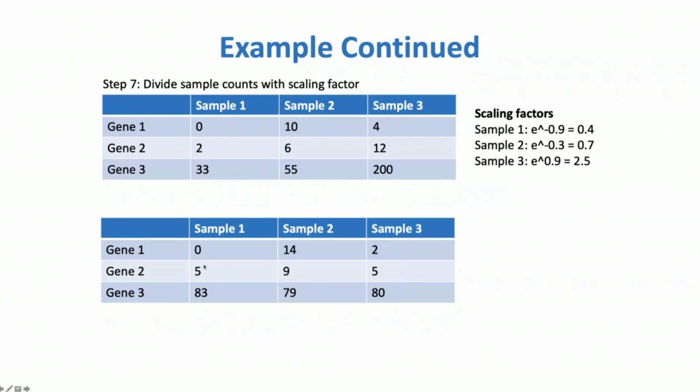So a 2 turns into a 5, and a 33 turns into an 83 because it's divided by 0.4. And then sample 3 we divide by 2.5. So these values get smaller. And as we saw before, this is what we wanted, because we already saw that sample 1 and sample 2 have fewer counts than sample 3.